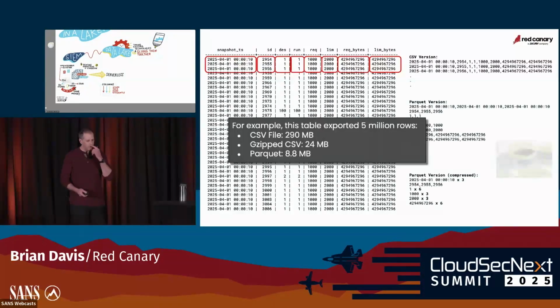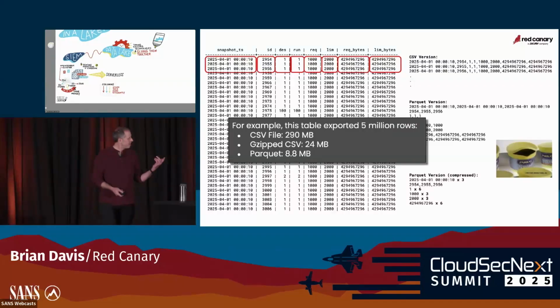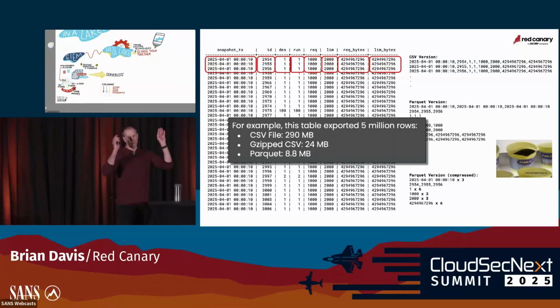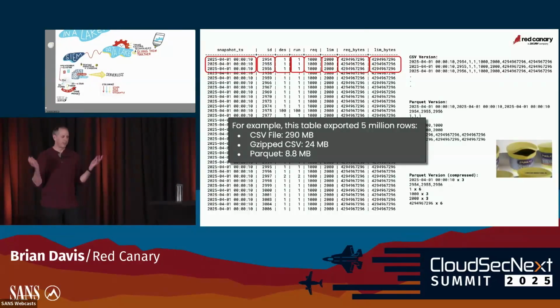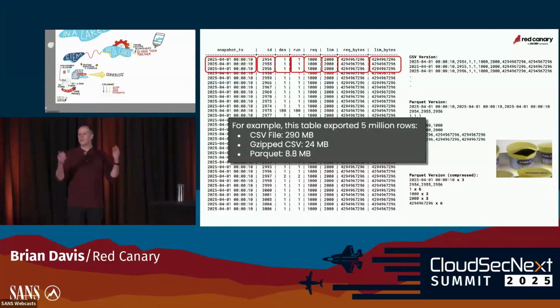It's much more compressible. So as an example, that CSV file, this is 5 million rows. I put all 5 million up here, and it was 290 meg. Okay, cool, it's a big CSV file. When I gzipped it, it was 24 meg. The Parquet file was 8 meg, right? So already you're starting to gain significant compression just out of writing the data in a different format.